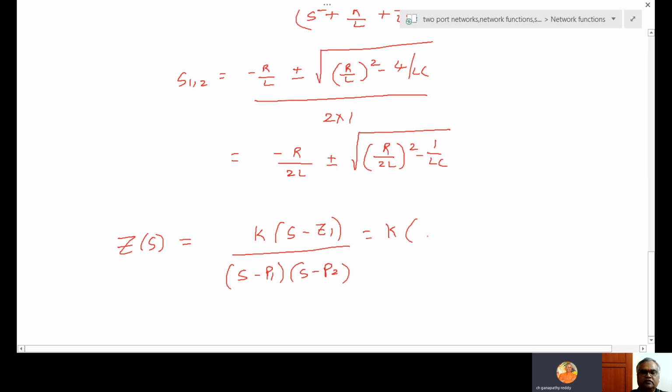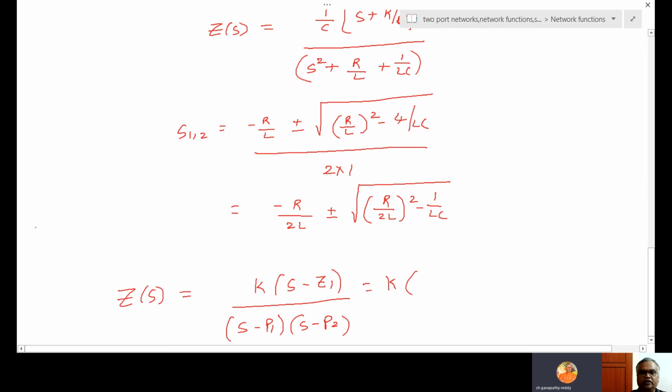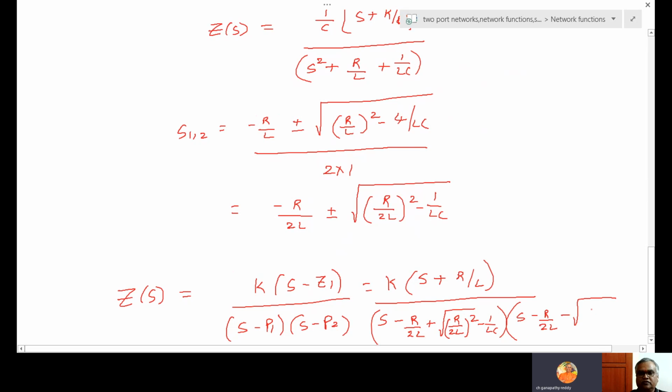This is K. So we have S plus R by L by S minus, R by 2L plus root of R by 2L square minus 1 by LC, into S minus, R by 2L minus root of R by 2L square minus 1 by LC.